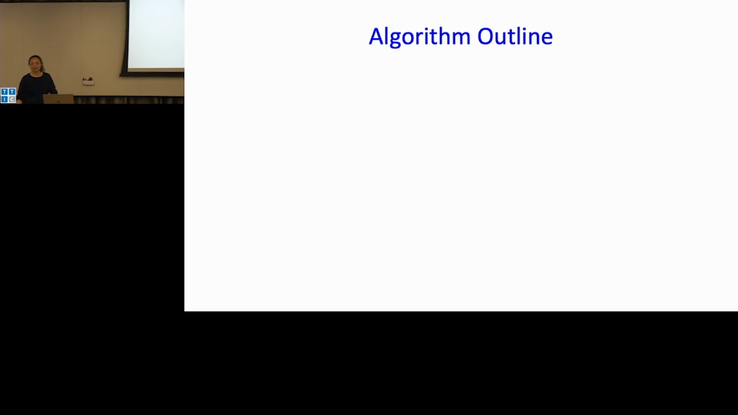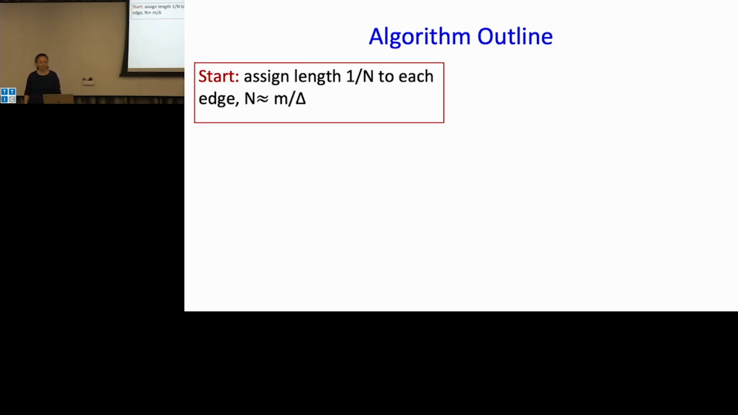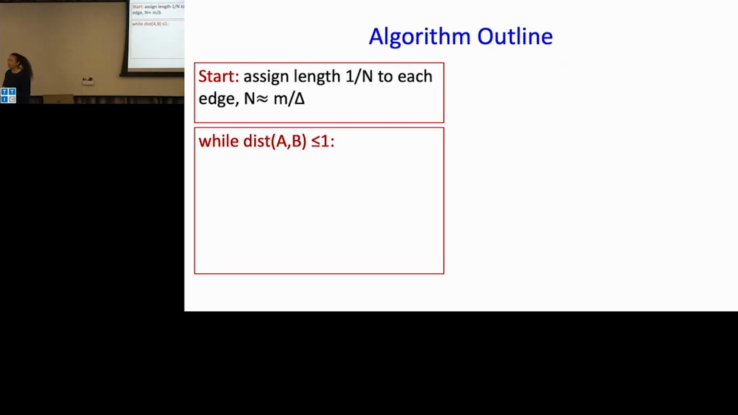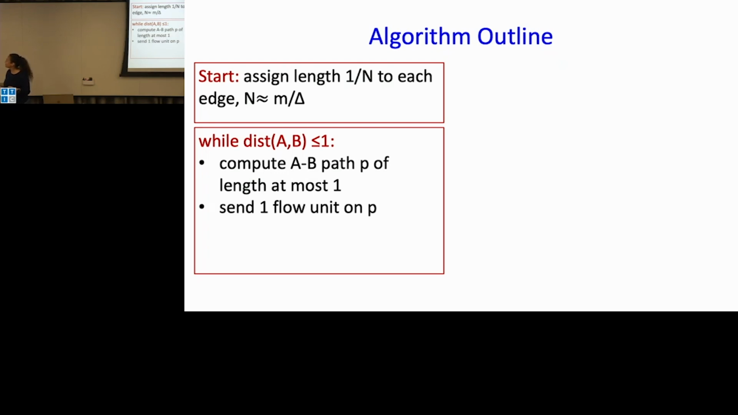Now let me show you the algorithm. It's really simple. At the beginning of the algorithm, I assign to every edge a tiny, tiny length. It's going to be 1 over this capital N, and this capital N should be just sufficiently large, and this number is good enough. And then we do iterations. The iterations are done as long as there is a path connecting A to B whose length is less than 1. In every iteration, I simply take one such path, send one flow unit on this path, and double the length of every edge on this path. That's it. That's the whole algorithm.